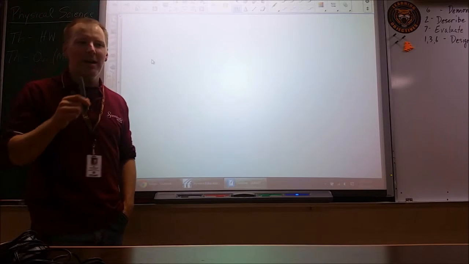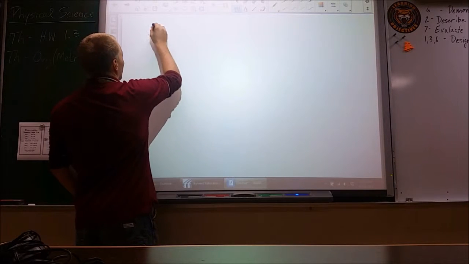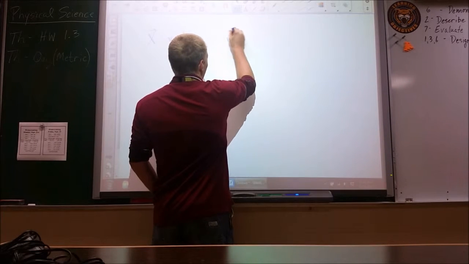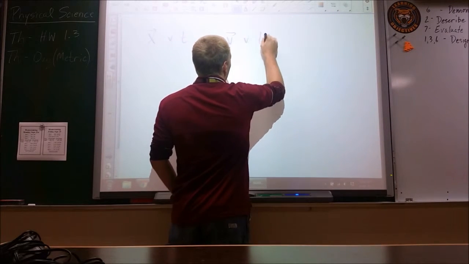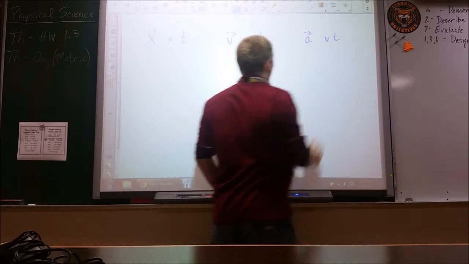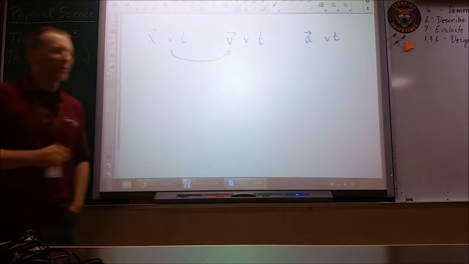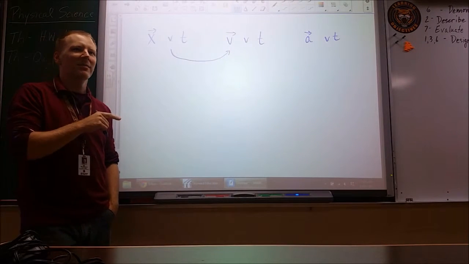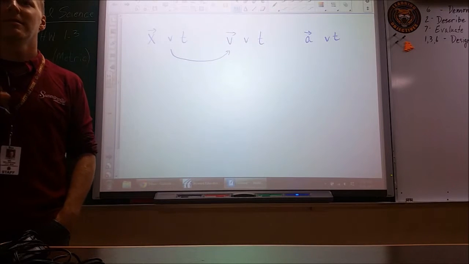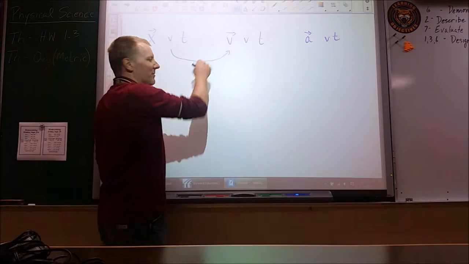Yesterday we were talking about the relationships between displacement versus time graph, velocity versus time graph, and acceleration versus time graph. And what did we say? How can we go from a displacement versus time to velocity versus time? What characteristic? The slope equals the velocity. Right. The slope of a displacement graph equals velocity.